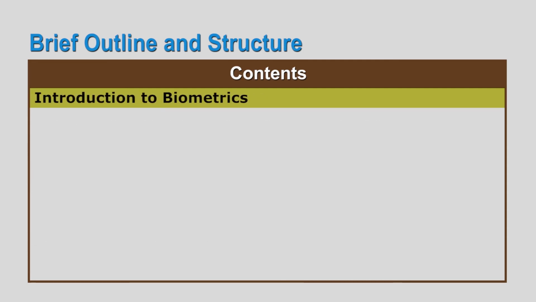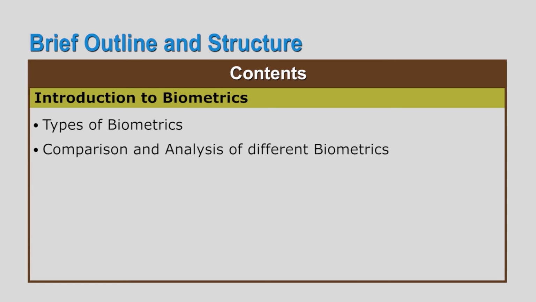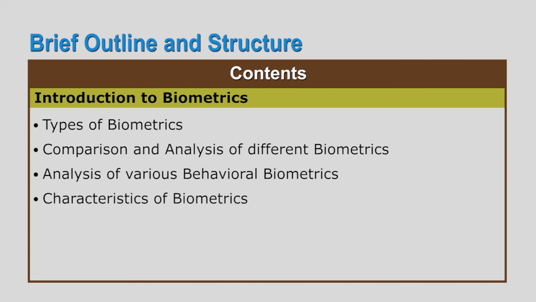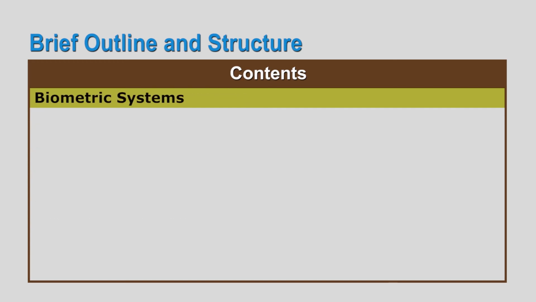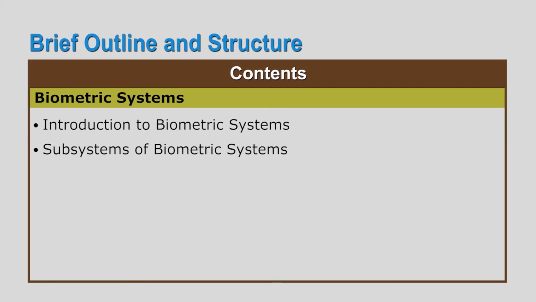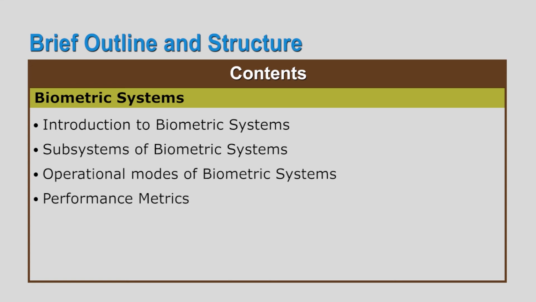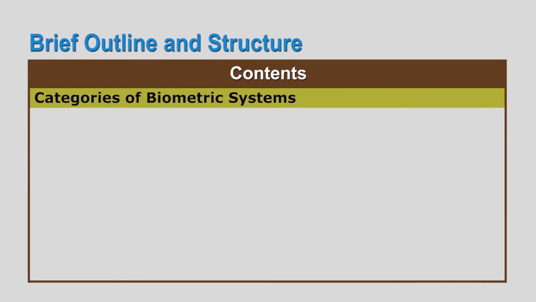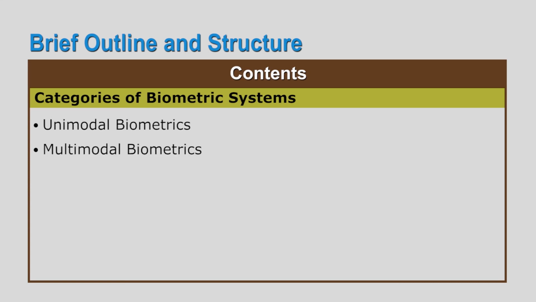During the second phase, we are going to discuss an introduction to biometrics. This deals with different types of biometrics, comparison and analysis of different biometrics, analysis of various behavioral biometrics, characteristics of biometrics, applications of biometrics, and next is the biometric systems. Again, introduction to biometric systems, subsystems of biometric systems, operational modes of biometric systems, performance metrics, and finally the different categories of biometric systems, namely unimodal biometrics and multimodal biometrics.